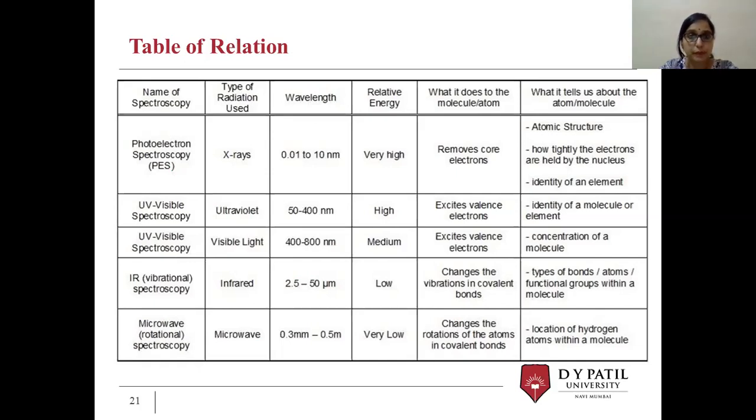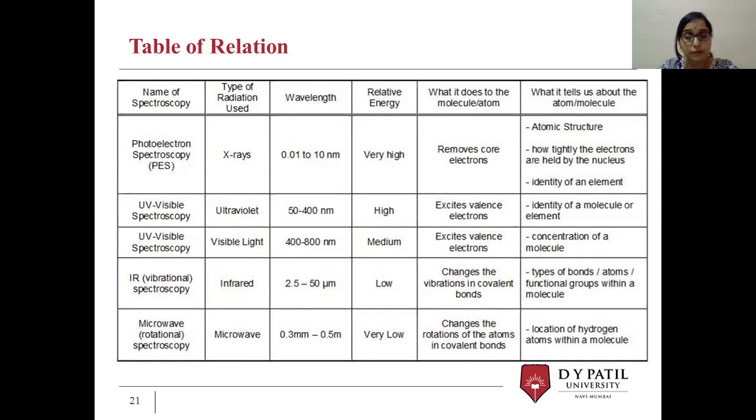UV visible spectroscopy is related to the ultraviolet region of the electromagnetic spectrum. Wavelength 50 to 400 nanometer. 50 to 400 means UV is also involved, not only visible. The relative energy is high, and it excites valence electrons. The identity of a molecule or element can be known. When it deals with visible light, 400 to 800 nanometer, the relative energy is medium, it excites valence electrons only, and the concentration of a molecule can be known.